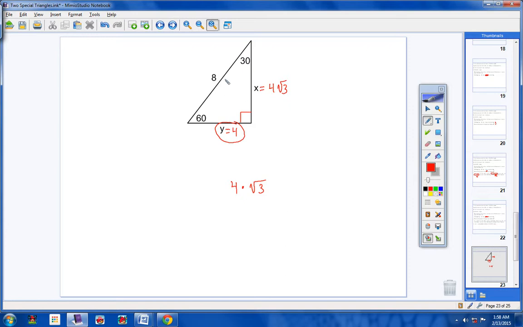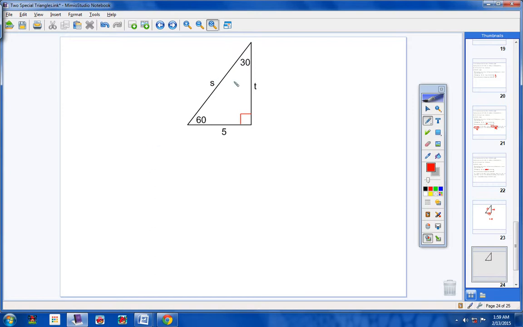So I only knew one side in my 30, 60, 90 triangle, yet I could find the other 2 sides because of all the things that we learned. Okay? Alright, let's continue on. 2 more problems. Copy this in your notes, please. 30, 60, 90 triangle. A side of S, a side of T, and a side with a length of 5.